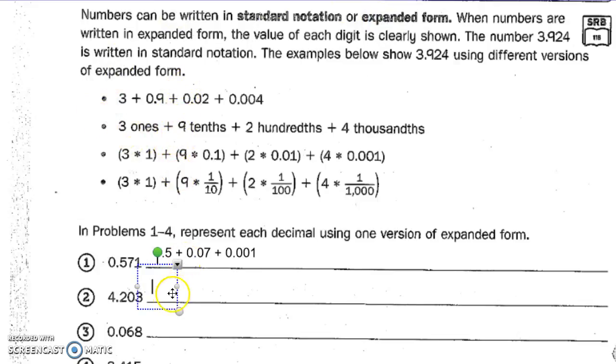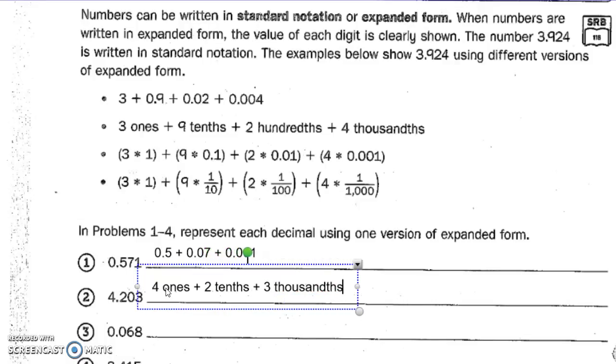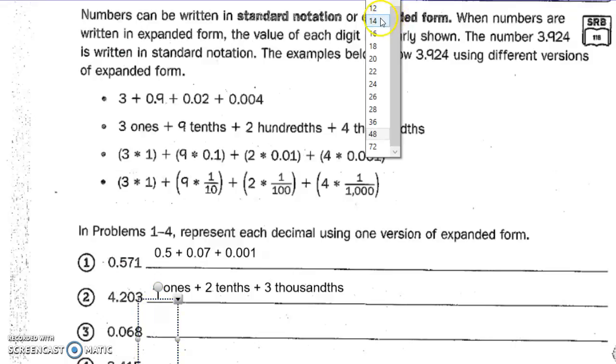So we'll do this one in number and word form. So we have 4 ones plus 2 tenths plus 0 hundredths, so we don't have to write that, plus 3 thousandths. Okie dokie. Next one. Let's do this one with powers of 10. Okay, this one's kind of short.